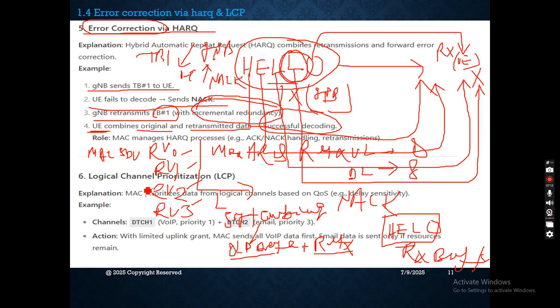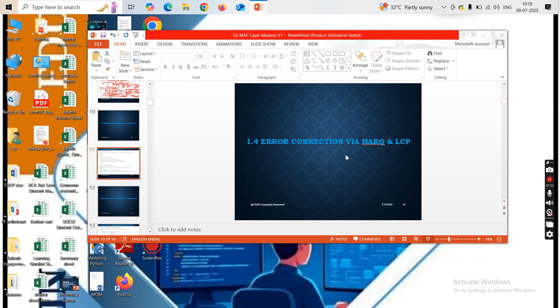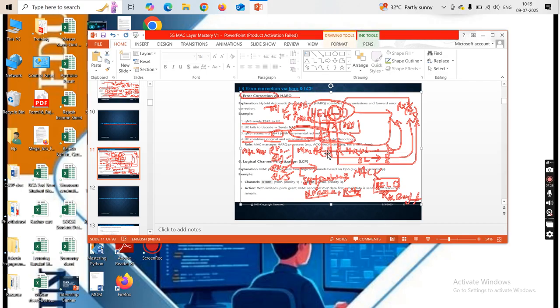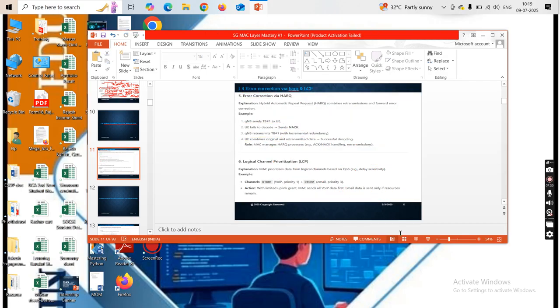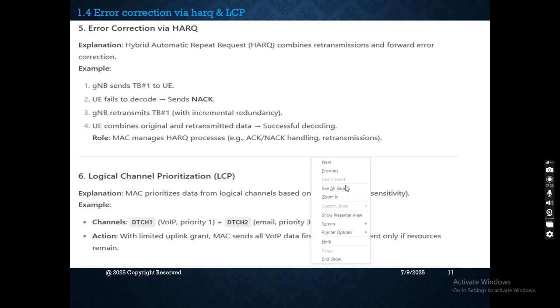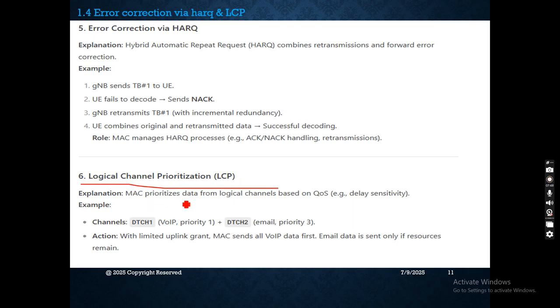Okay, now let's see logical channel prioritization. What does it mean? So let me erase the data first, and let's proceed. So next is logical channel prioritization. What does channel prioritization mean? Let's understand it. MAC prioritizes the data from the logical channels based on what criteria? QoS, quality of service.